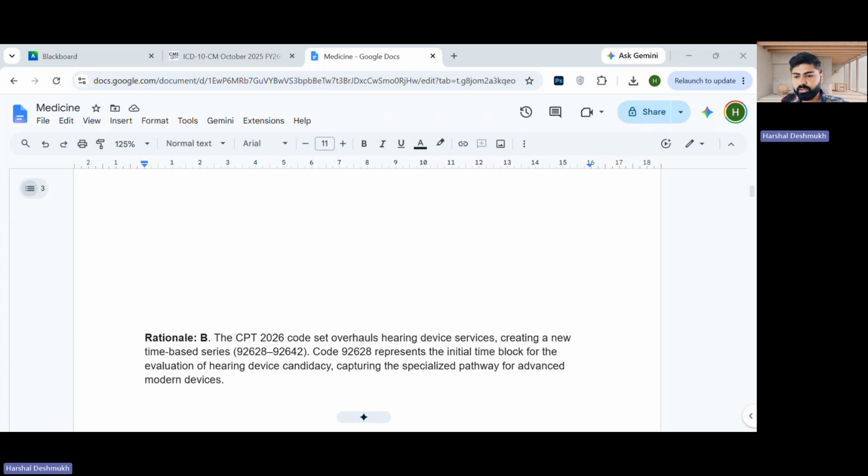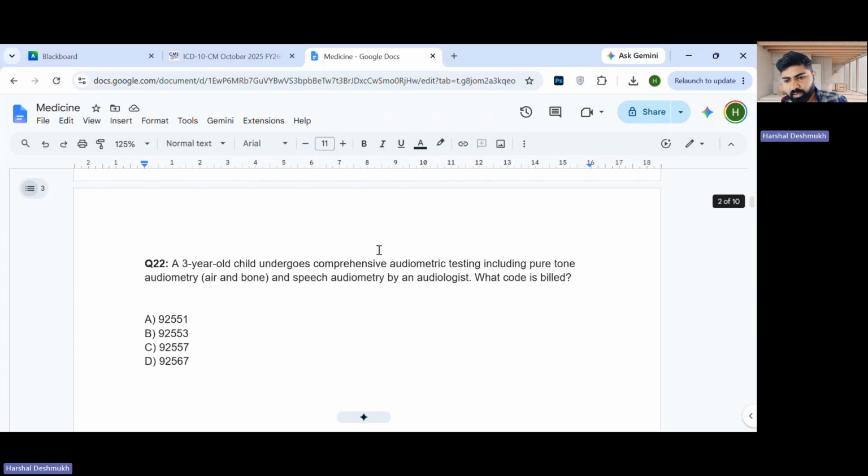Next question here we go. A 3-year-old child undergoes comprehensive audiometric testing, including pure tone audiometry and speech audiometry by an audiologist. What code is billed here?